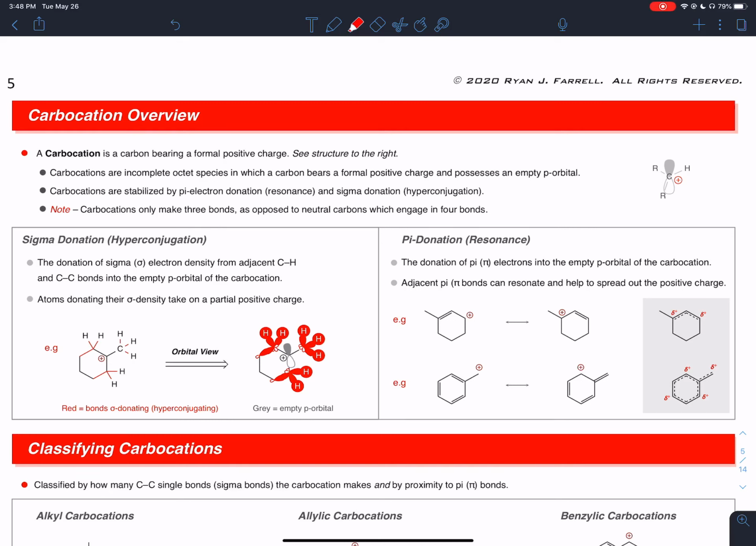Hi everyone, let's do a quick intro on carbocation structure. Carbocations are carbons bearing a positive formal charge. Carbocations are incomplete octet species, and the carbon possesses an empty p orbital, so it's really important. Carbocations are incomplete octet, and they possess an empty p orbital.